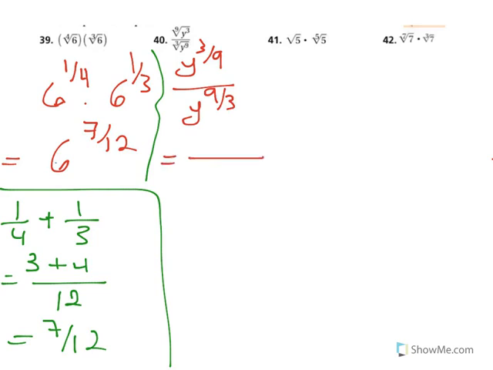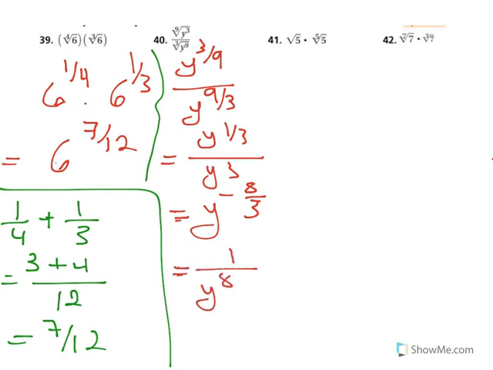y power 3 over 9 is y power 1 over 3, and this is y power 3. If you simplify this by subtracting the powers, it will be 1 over 3 minus 3. It's minus 8 over 3. And of course we don't like negative exponents, so I'm going to make it 8 over 3, positive.